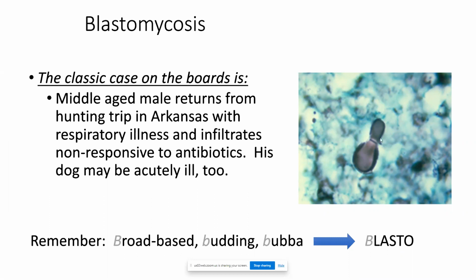So here's a picture of it. To me, that looks like a bowling pin. You go to the bowling alley, it's broad-based. And so to remember blasto: broad-based, budding. This is the budding yeast. Bubba, the dog, equals blasto. That's your little memory device that you can use next time you have to take your boards.